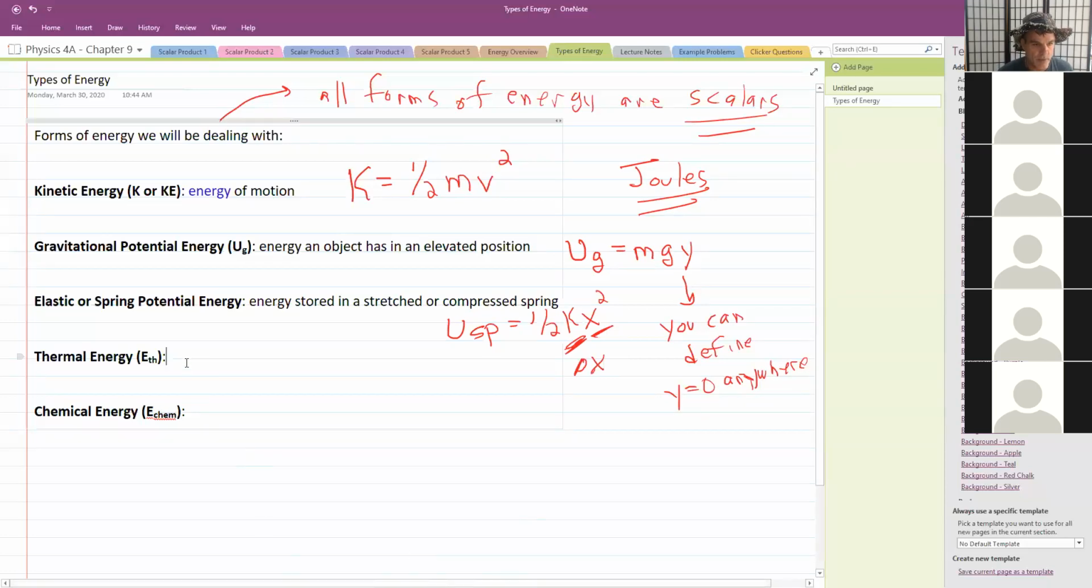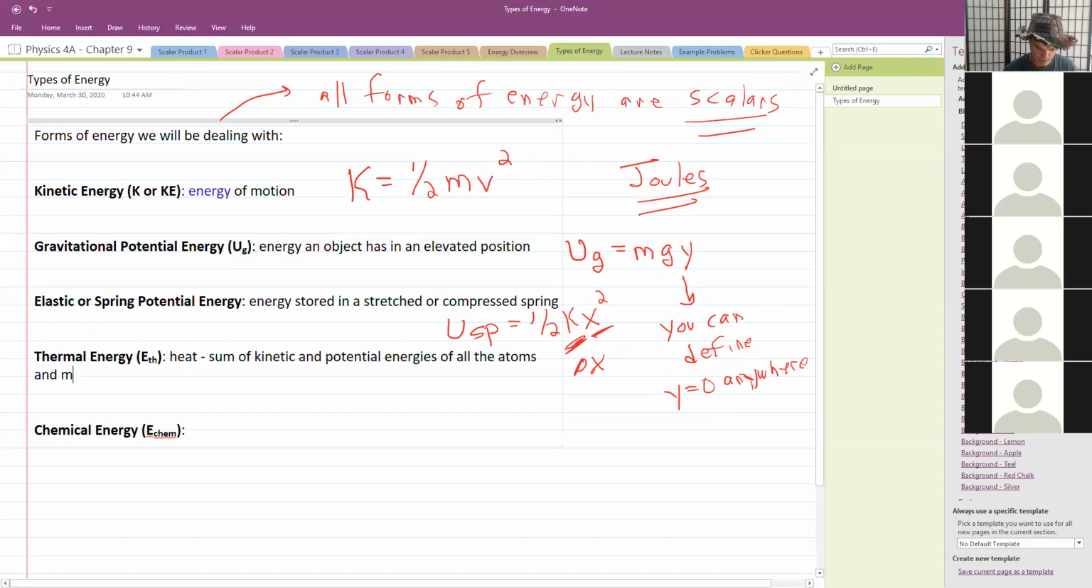Thermal energy, in a sense, this is really just heat. It's really the sum of kinetic and potential energy of all the atoms and molecules in an object or system. So I really just think of thermal energy as heat. The hotter an object is, the more thermal energy it has. And thermal energy is created anytime friction is present. It is also in the book and describes it pretty well.